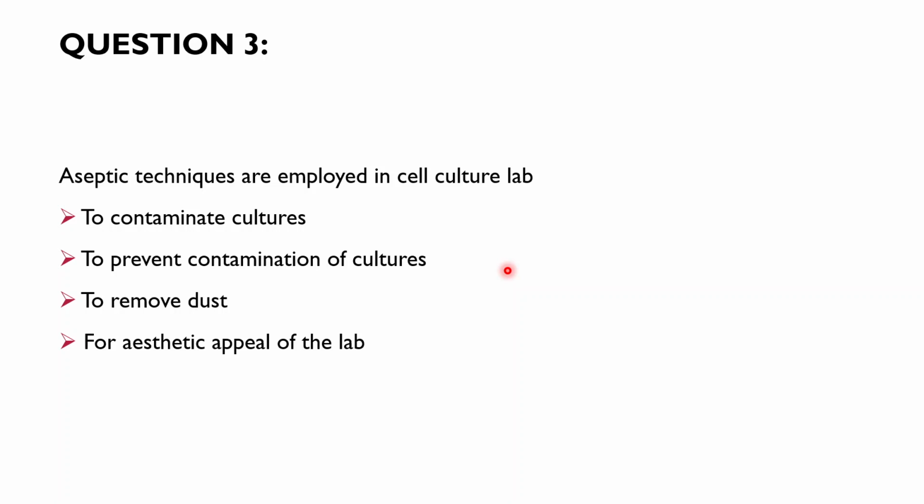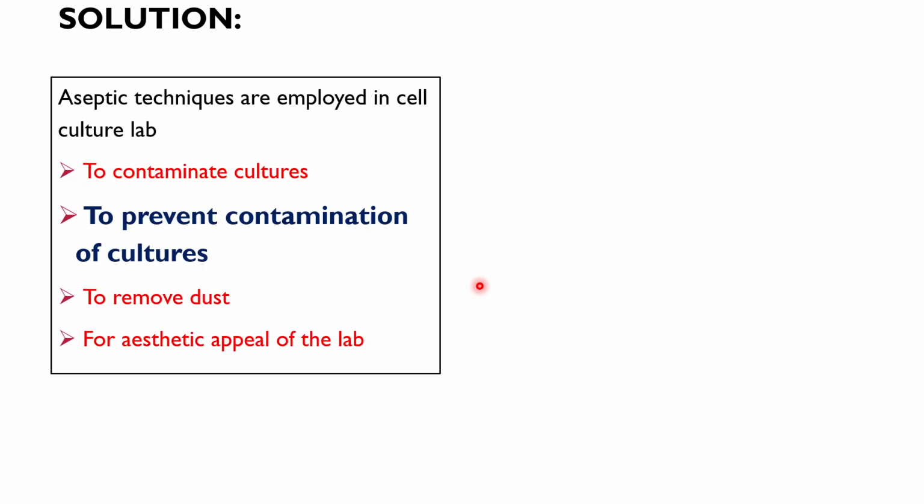Okay, so many of you are saying that it should be option B, that is to prevent contamination of culture. As we have already discussed, aseptic techniques refer to a set of procedures which ensure no contamination of the cell culture. So of course it is to prevent the contamination of culture, and so let's see what the right option is. The right option is option B. All of you who have written that option B is the right answer, that is true.